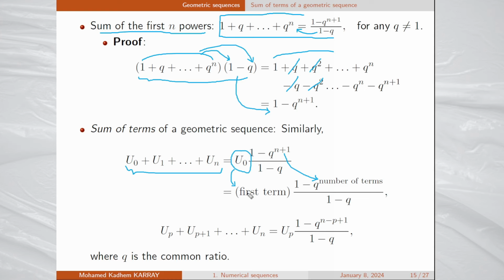And indeed this formula is very general, since if we add up up plus up+1 plus ... plus un, we get the first term, which is the up here, multiplied by 1 minus q to the number of terms, which is in this case n minus p plus 1, divided by 1 minus q, where q is the common ratio of the sequence.